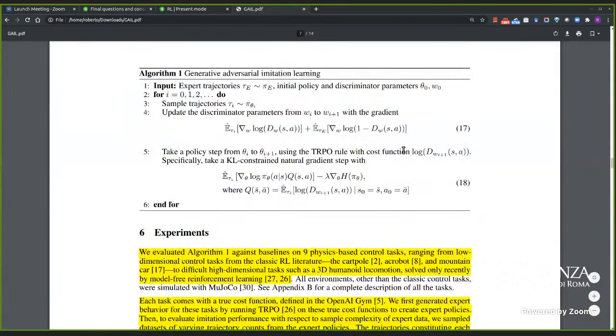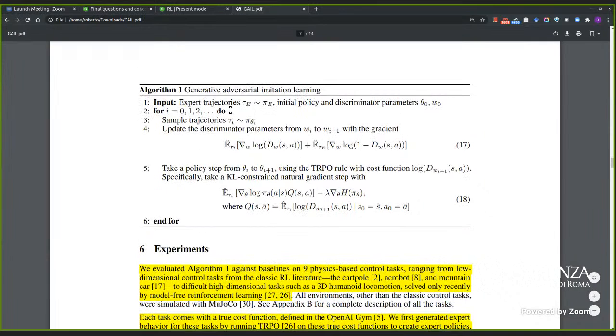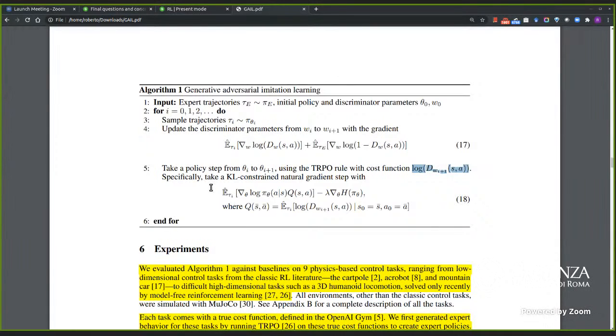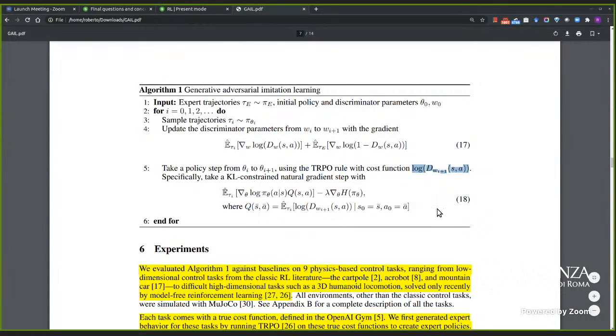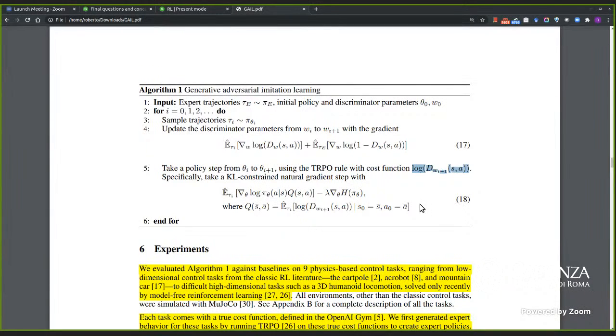Okay, so the final algorithm over here is the following. We have a bunch of expert trajectories, and in a bunch of iterations we sample trajectories. We update the discriminator parameters with this gradient over here. Then we take a policy step using the TRPO rule with the cost function logarithm of D of SA, specifically a KL constrained natural gradient step. So it's again using KL divergence to avoid the policy changing too much when taking the gradient step.